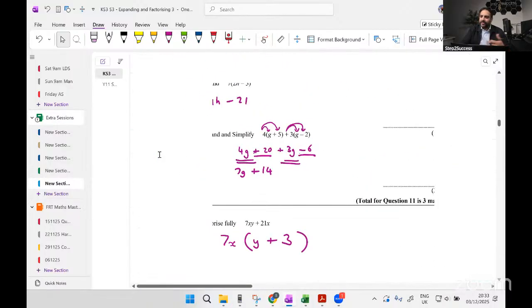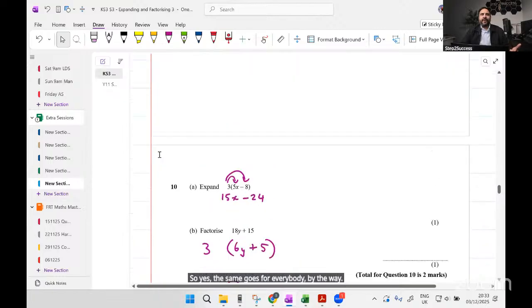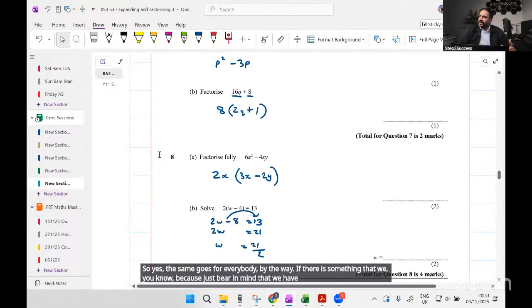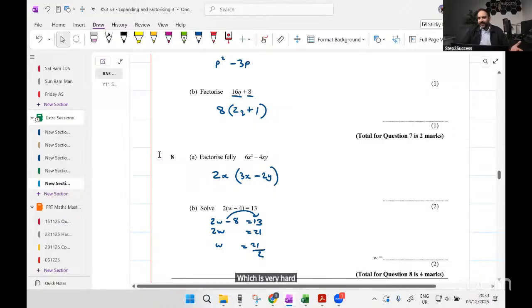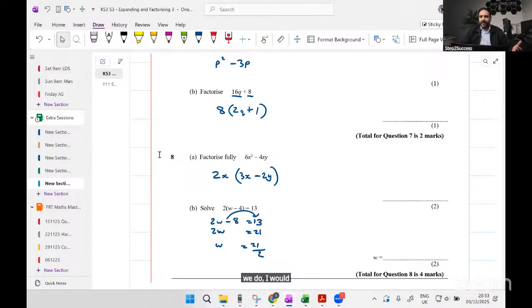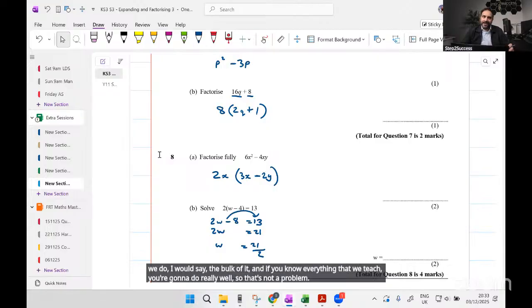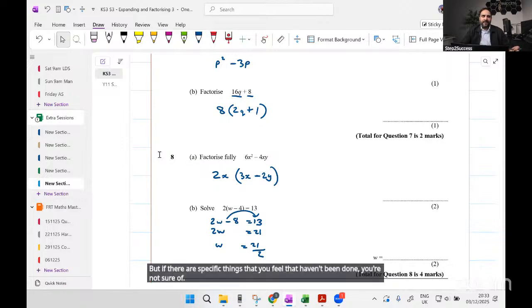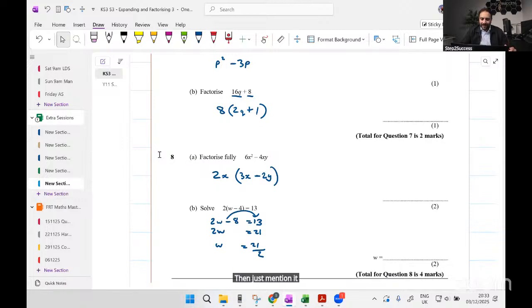Question 8, year 10. So yes, the same goes for everybody, by the way. Just bear in mind that we have a structure which is very hard to absolutely cover every single little aspect of biology, chemistry, physics, and maths. We do, I would say, the bulk of it. And if you know everything that we teach you, you're going to do really well. So that's not a problem. But if there are specific things that you feel haven't been done, you're not sure of, then just mention it and I will find the time to do it.